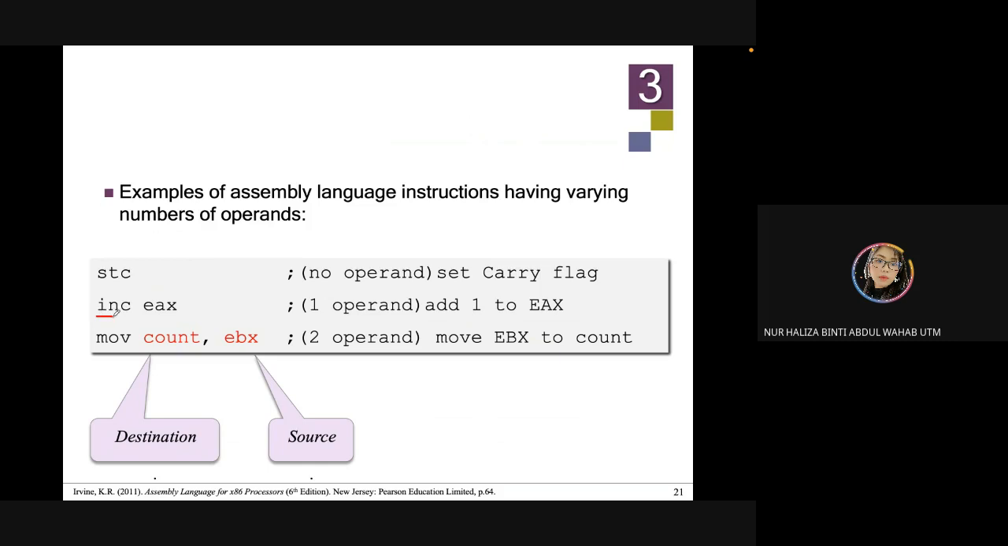I also already forget. INC is what? Increase one. Going to add one to your EAX register. The third single instruction, you have move. You instruct this EBX value to move inside your count. This is your source, this is your destination. So it is slightly different.